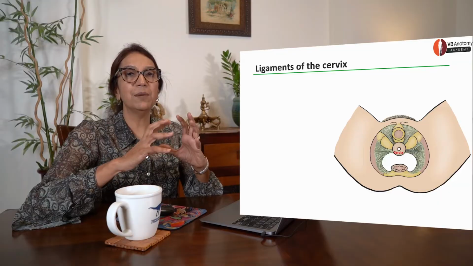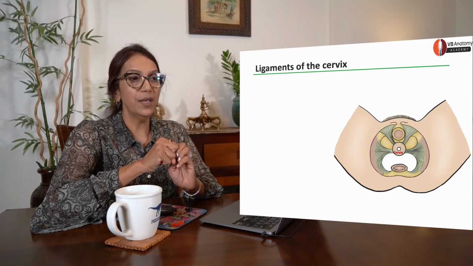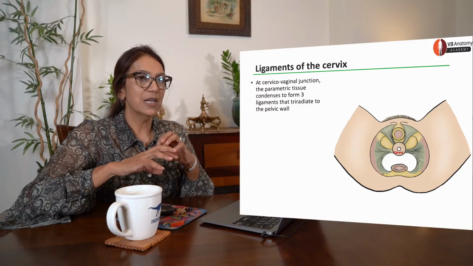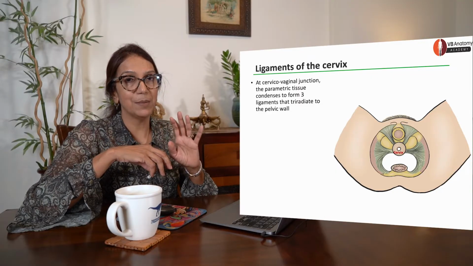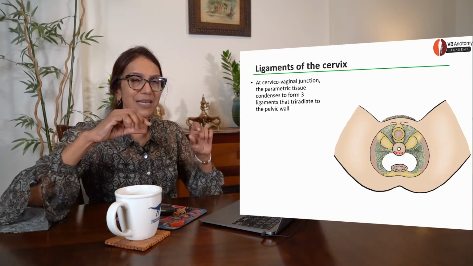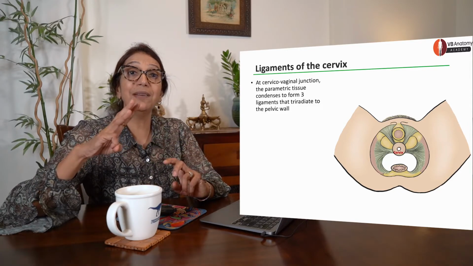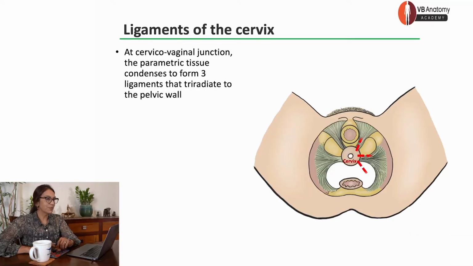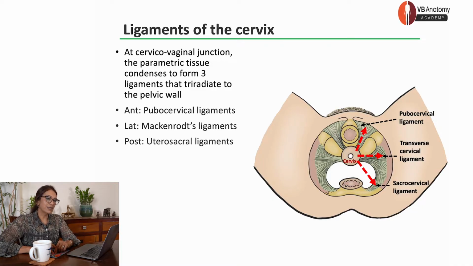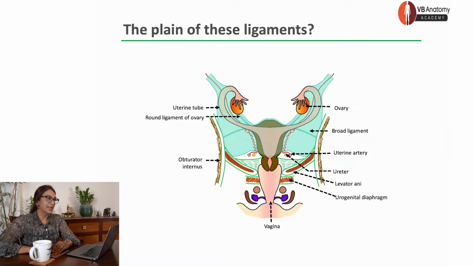Moving on to the set of ligaments that hold the cervix in place. Okay, so what happens is from the cervix, the surrounding endopelvic fascia thickens to form three very important ligaments. Actually, they're all the same, but because they get slightly more thickened at places, they're called three separate ligaments, which triradiate out from the cervix on both the sides. Okay, pubocervical, transverse cervical, and the sacrocervical or uterosacral ligament. Let's learn about them. In which plane do you find these ligaments? You find them at the level of the cervix, above the levator ani muscle.